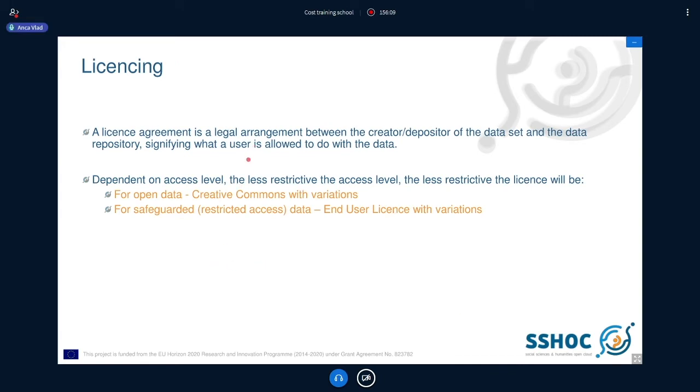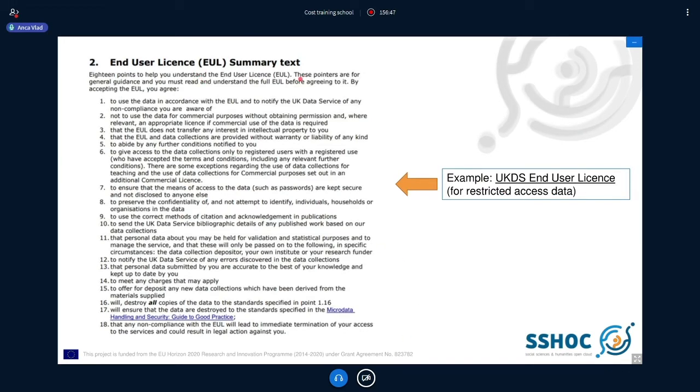Okay, and again, I already covered this in the previous slide, but the license agreement is the legal agreement between us as the depositor of the data and the data repository. So it informs the user what they're allowed to do with the data, depending on the access level. As I mentioned before, for open data, it would be Creative Commons with variations, and for safeguarded or restricted access data, it would be some variation of an end user license that the archive is producing. Okay, and I provide an example here of our end user license, the license that we have at the UK Data Service for safeguarded data, and here are the terms and conditions that apply.